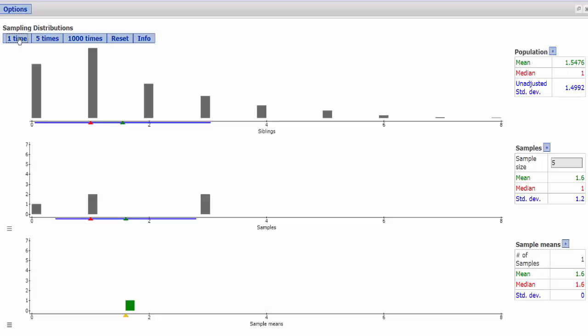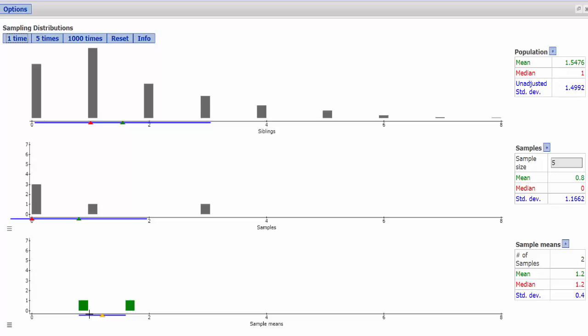Let's take a second sample of 5 individuals. So this first individual had 0 siblings, then 0 siblings, then 1 sibling, then 0 siblings, and then we have 3 siblings. So that mean is much smaller. So my second sample only had a mean of 0.8. And that becomes my second observation in the distribution of sample means.